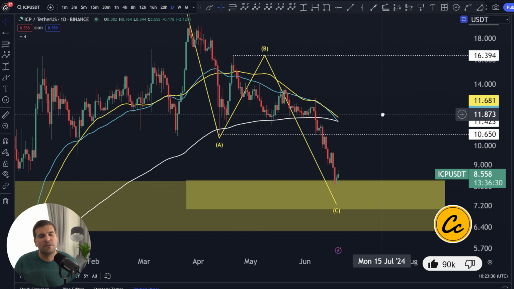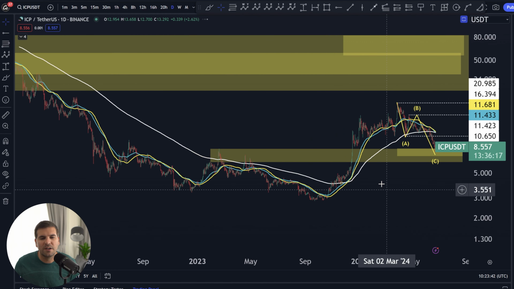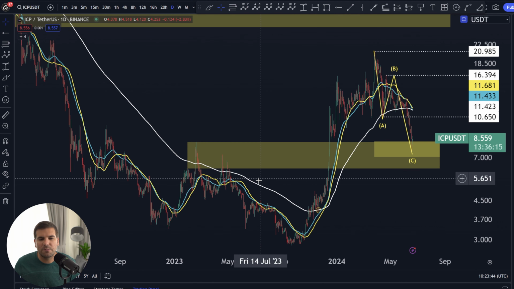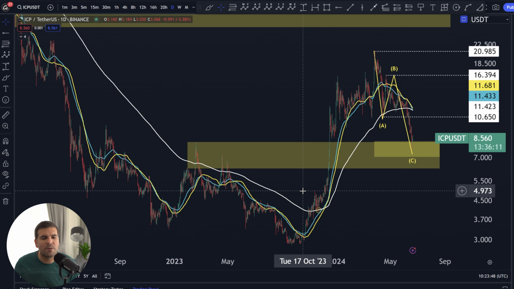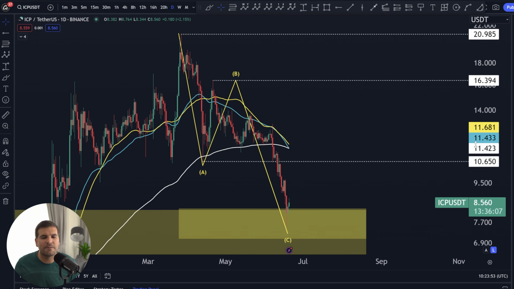If, however, for whatever reason, we see significant selling pressure and there isn't really an appetite for buying ICP, then this range may not hold. And if it doesn't hold, then we're going to see further slippage to the downside, where realistically speaking, we could be talking about coming down quite aggressively more towards the $4 to $5 level, which will be really unfortunate if that is the case for ICP.